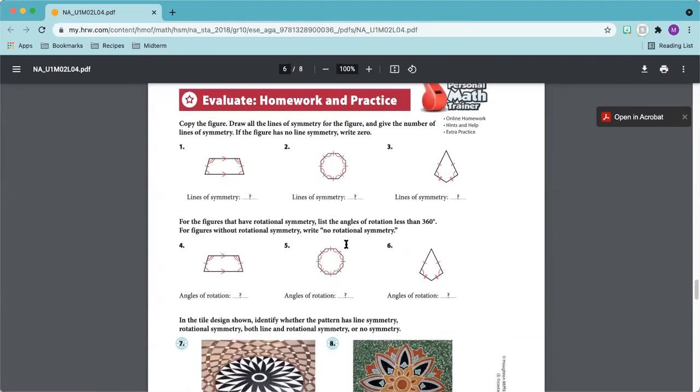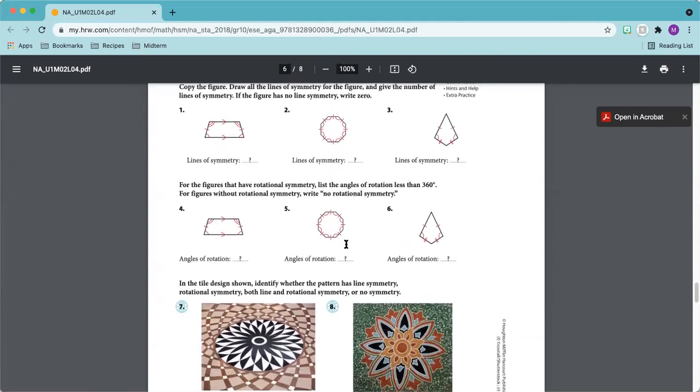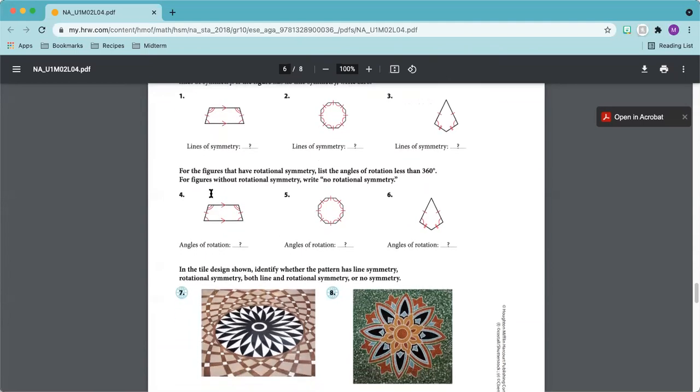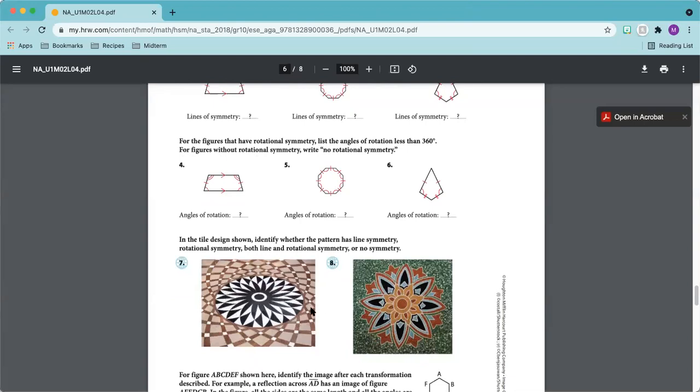And then this is where your homework is. So your homework is just 1 through 8. Pretty simple, right? So the first 3, draw all lines of symmetry for the figure. You cut it up as many times as you can to see how many you get, and then you write how many lines of symmetry there are for all of them. Then you're going to do almost the same thing, but in this case, the angle of rotation. And the last one is determine if it has line and/or rotational symmetry. If it has none, you just put no. There's no symmetry to it. Any questions on this part?